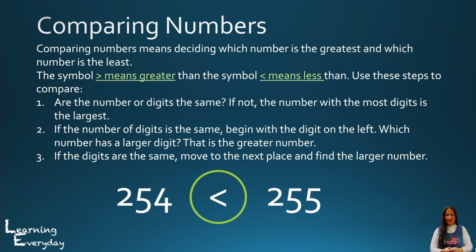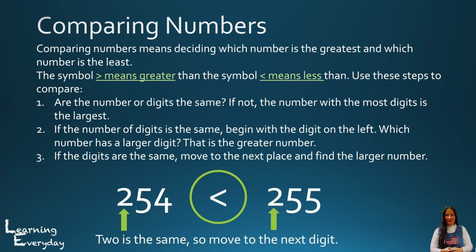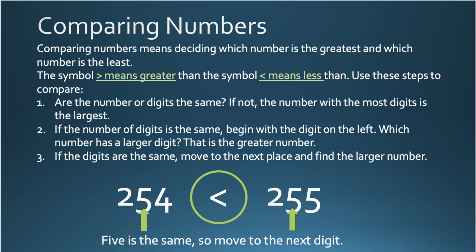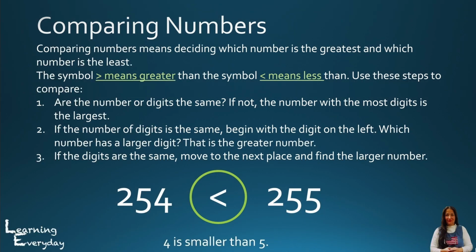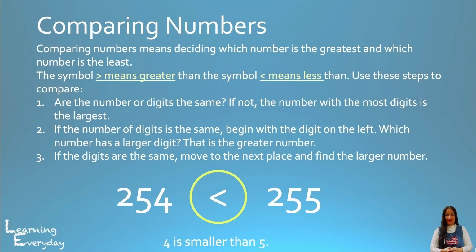Here we have 254 is less than 255. The 2 is the same, so we move to the next digit. 5 is the same, so move to the next digit. 4 is smaller than 5. 254 is less than 255.